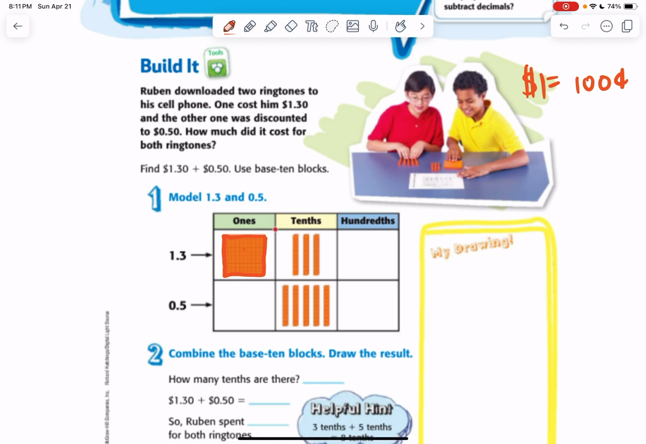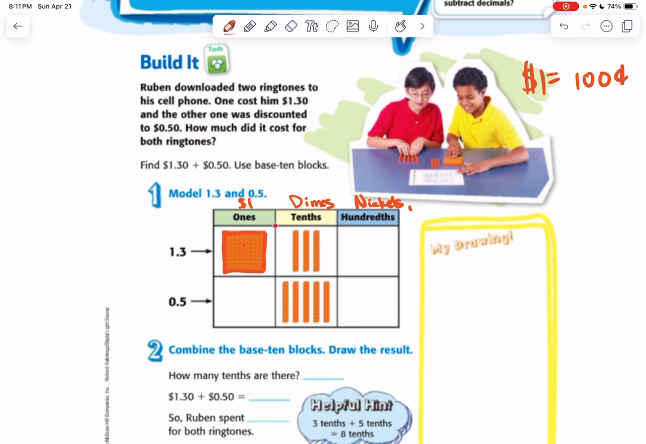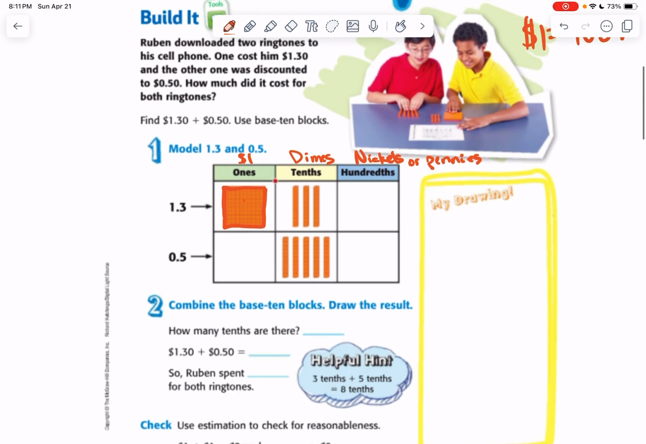So these are dollars. These are like dimes, right? The tenths. And these are like nickels when we're talking about the hundredths. Does that sound right to you? Okay. I should say these could be nickels or pennies, because if you have less than 5, it's not a nickel, right? Okay, so let's move on.